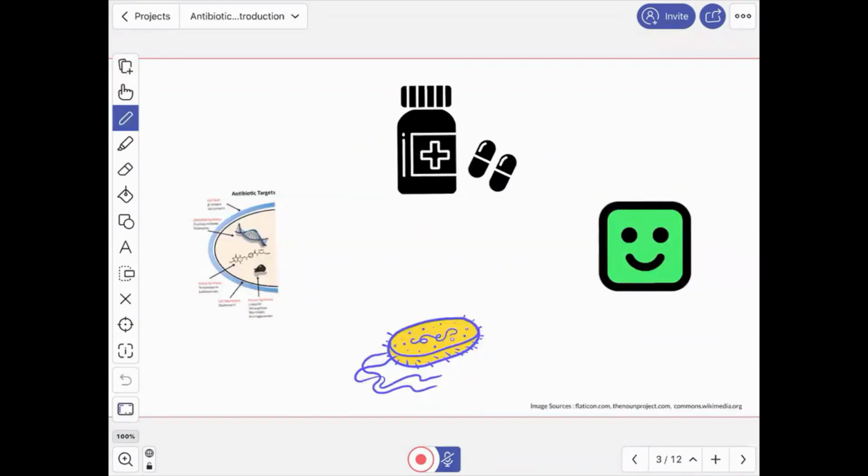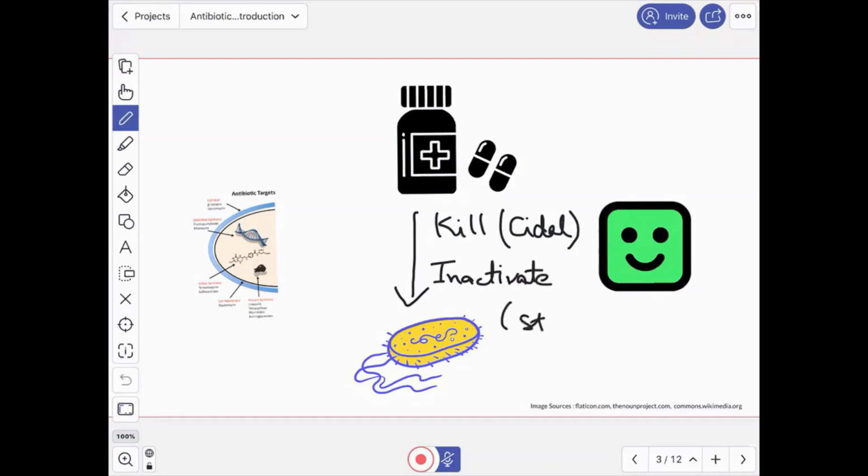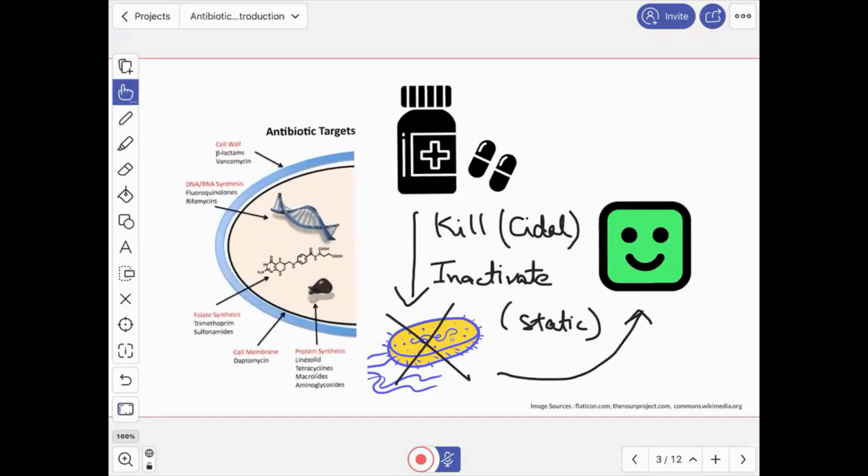Now, antibiotics are small molecules that usually target the central processes in a bacterial cell. These antibiotics could act on the bacteria in two ways. It could either kill the bacteria, and that is what we call a bactericidal antibiotic, or it could inactivate the bacteria. That is what we call a bacteriostatic antibiotic. In either of the two cases, the end goal is to clear the bacteria from the patient's body, such that the patient becomes healthy again.